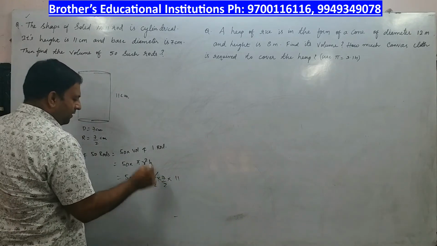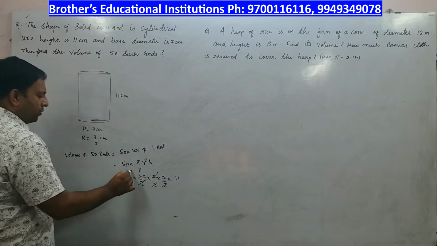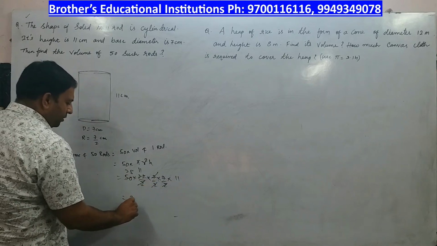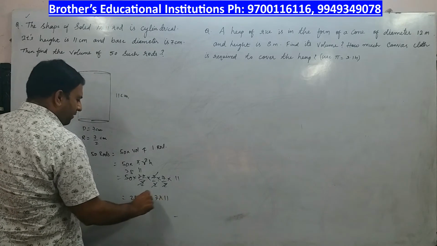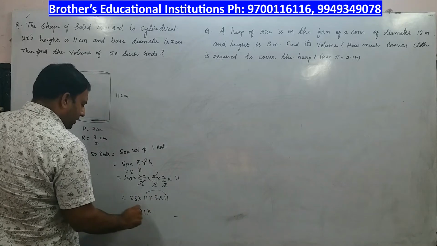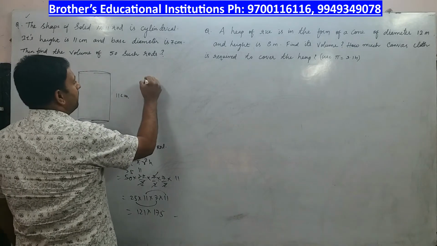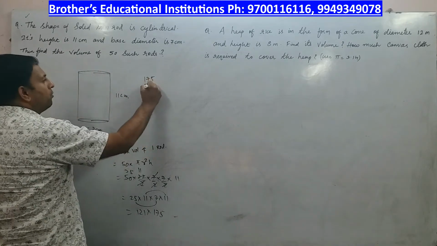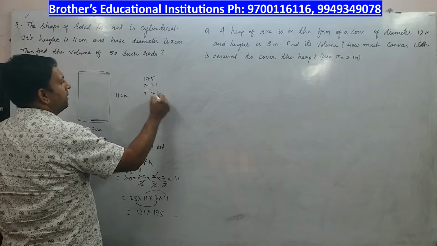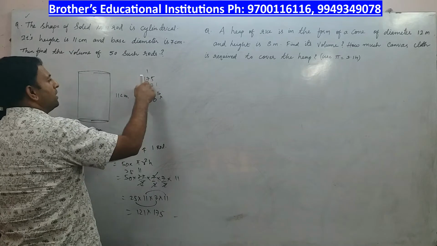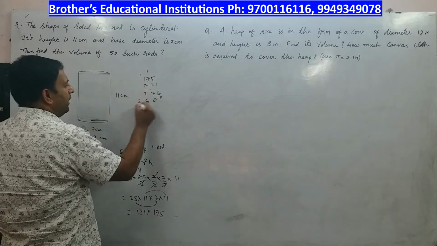So 7 cancels. 2 ones are 2, 2 elevens are 22, 2 ones are 2, 2 fives are 10. What you are left with is 25 into 11 into 7 into 11. 11 elevens are 121. 25 sevens are 175. So all I need to do is multiply 175 into 121. It is 175, 2 fives are 10, 2 sevens are 14 plus 1 is 15, carry 1, 2 ones are 2 plus 1 is 3.